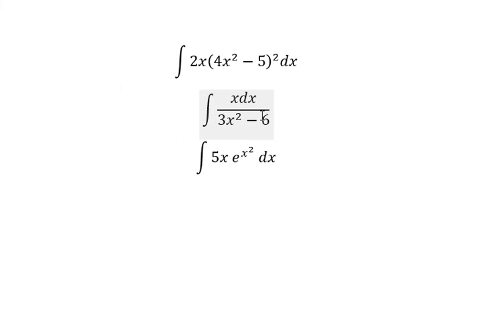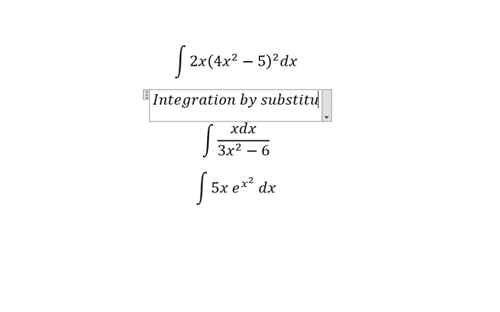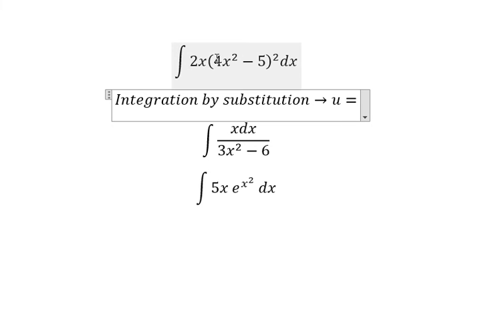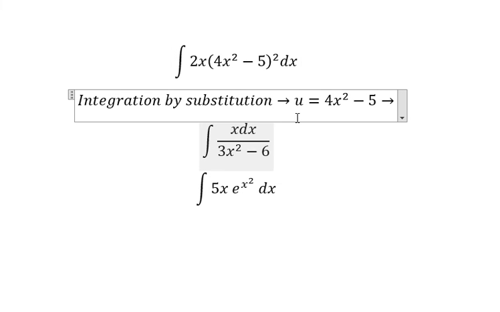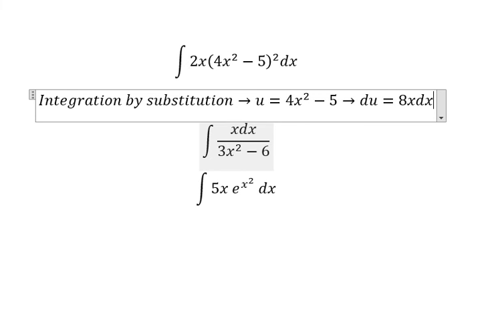Next, for this one, we can use integration by substitution. So I will put u equals 4s squared minus 5. So we do first the derivative for both sides. So you get du. First the derivative of s squared, you get 2s. Number 4 with number 2, you get 8 ds. First the derivative of number 5, you get 0.